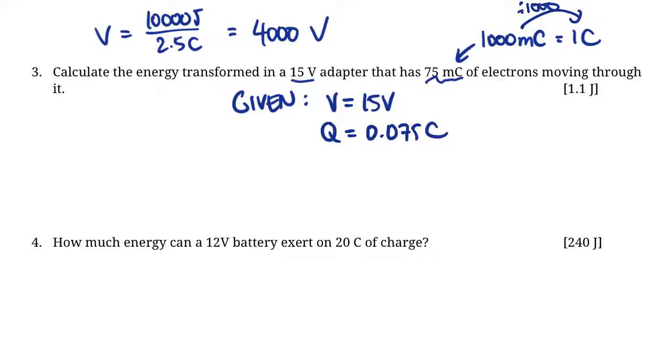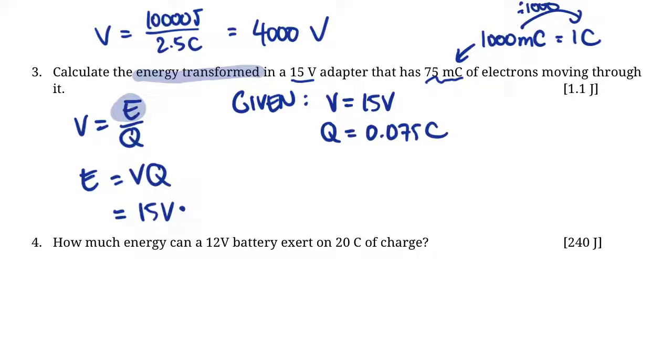Now we can write out our formula that we know, V equals E over Q, the formula that relates those two things. In this case, we're trying to solve for the energy, correct? So in order to solve for E, we can rearrange this equation before plugging stuff in. I'm going to cross multiply that V and that Q. So E is just going to equal V times Q. We know what V and Q are. V is 15 volts times 0.075 coulombs.